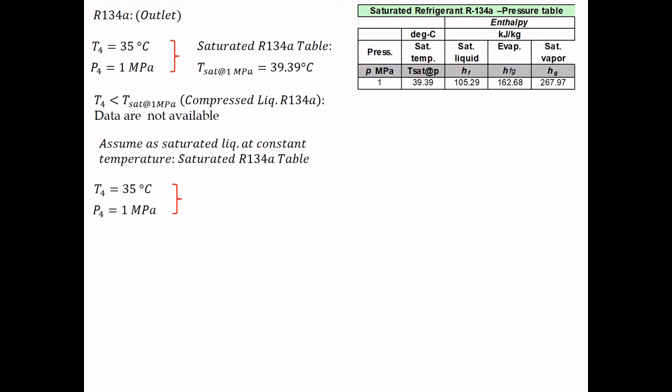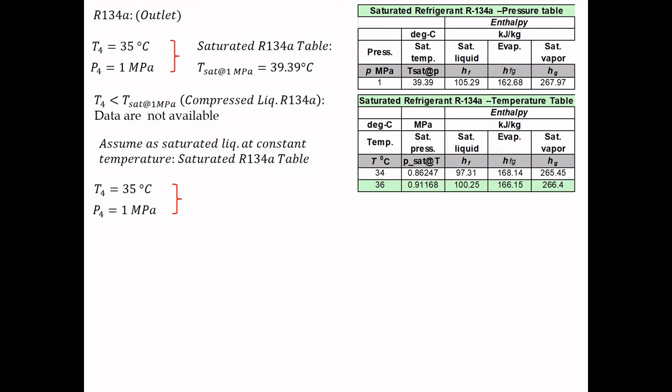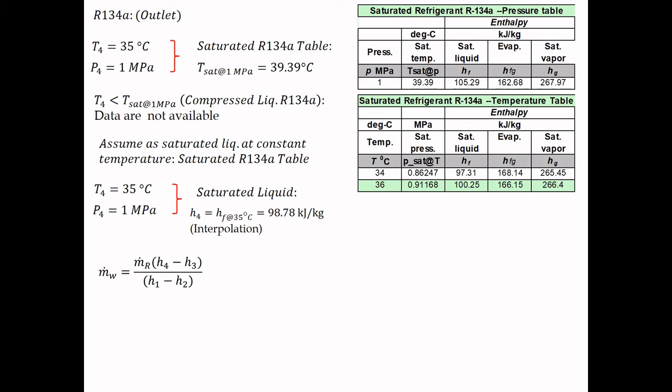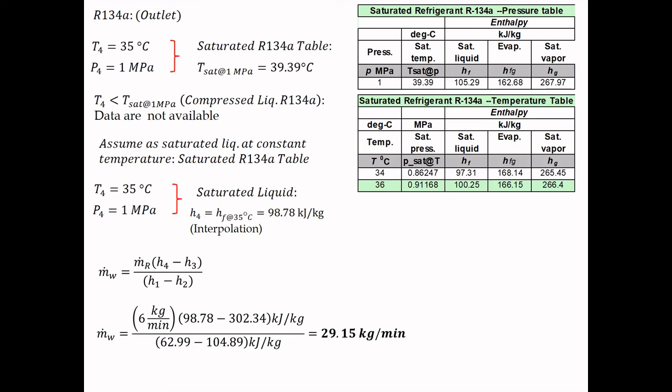So make the assumption as saturated liquid. So we need to refer to the saturated R134A table. T4 equal to 35 degrees Celsius, P4 equal to 1 megapascal, as saturated liquid R134A. So H4 equal to HF at 35 degrees Celsius. So we need to make an interpolation. So the value will be equal to 98.78 kilojoule per kg. Okay, now we already have all the data. So substitute all the data in the equation. MW dot equals 29.15 kilogram per minute. Okay, so that's how we can determine the mass flow rate for the water.